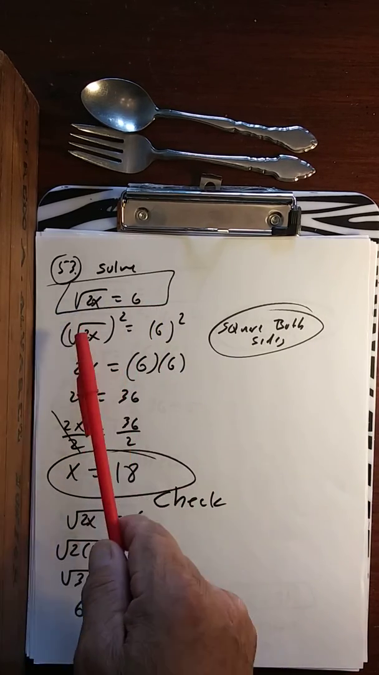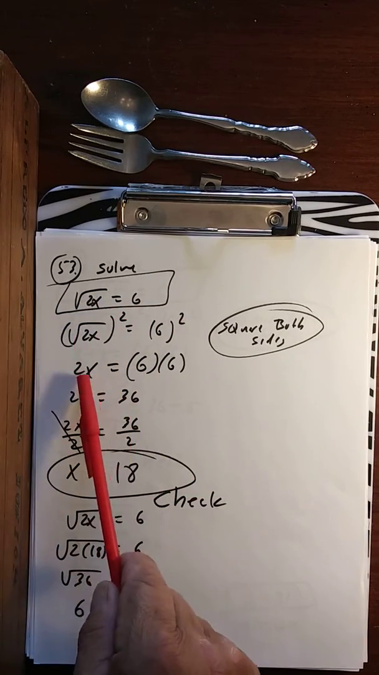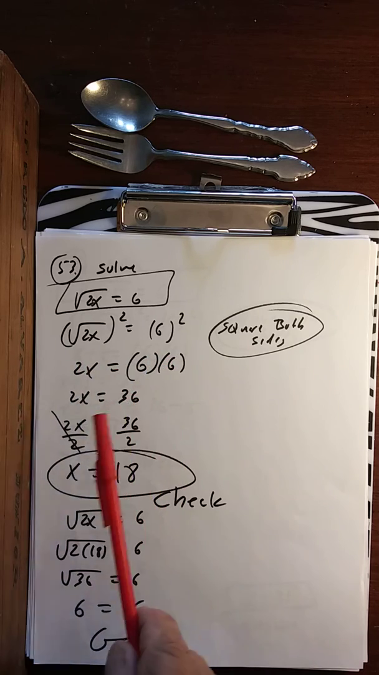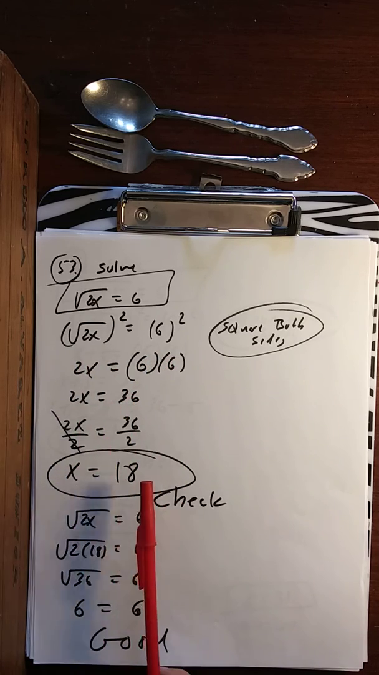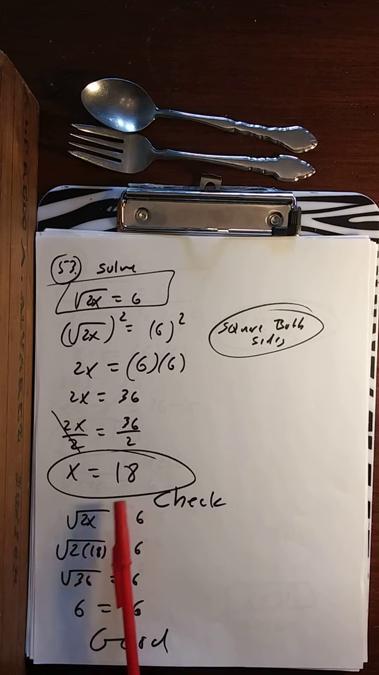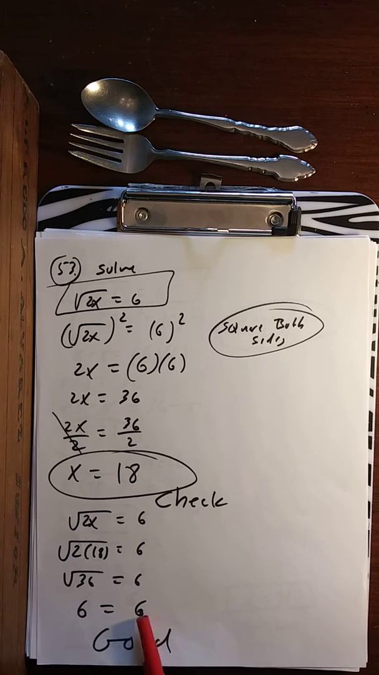Square both sides of this. That'll get rid of the square root symbol right here. 2x equals 6 times 6, which is 36. Divide by 2, so x is 18. Check this number. Does that work? Put it in there. 2 times 18 is 36. Square root of 36 is 6. Does that match this side? Yes, it's good.